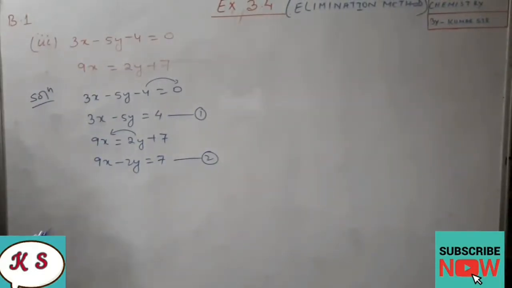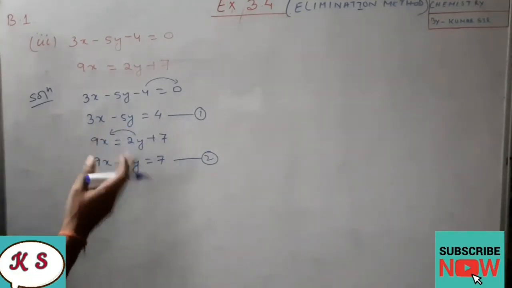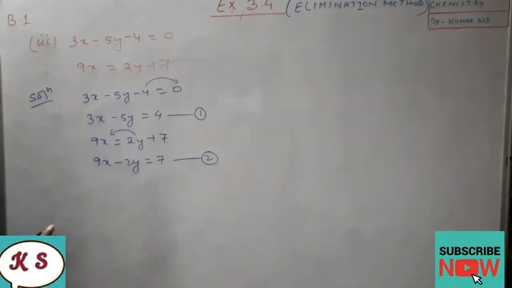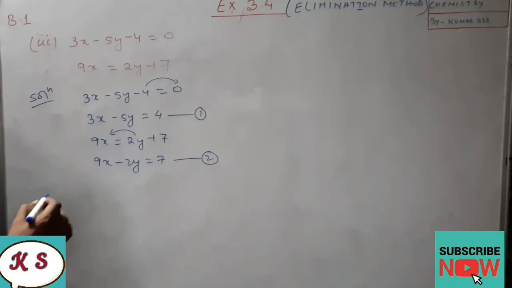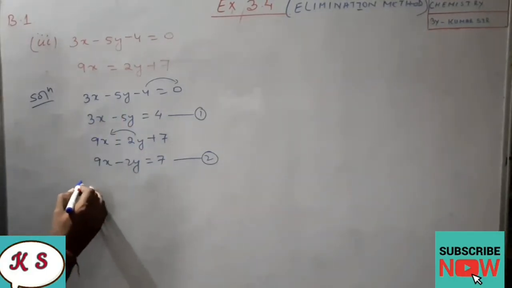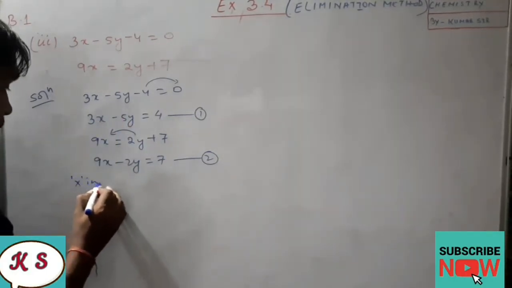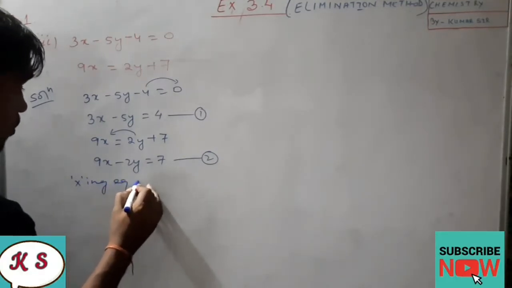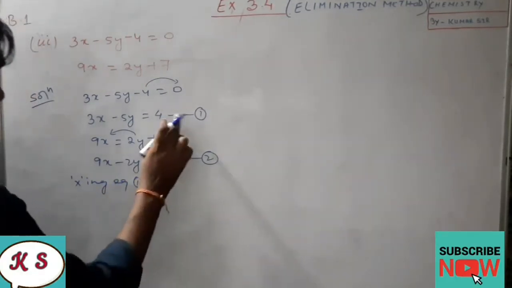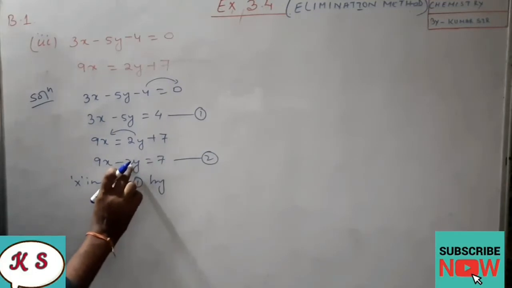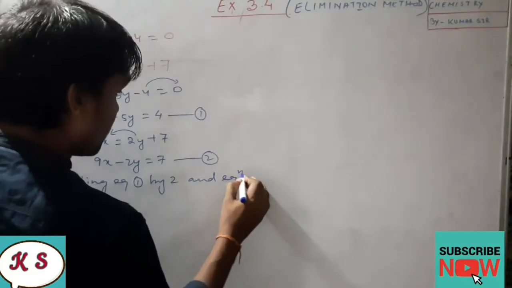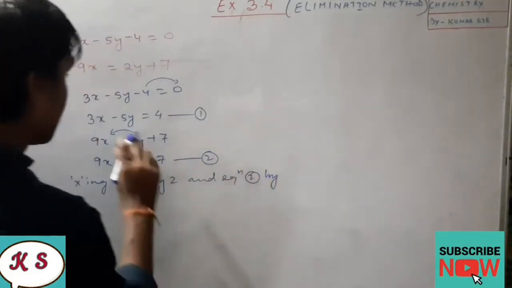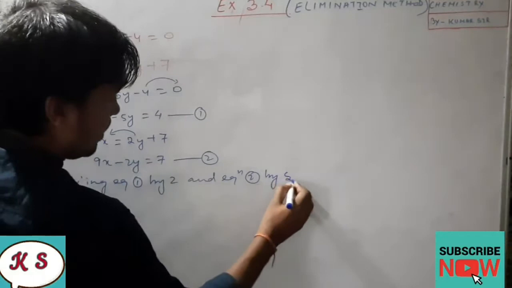So dear students, in the previous 2 questions we have seen that the y term was always coming with opposite signs, but now it is coming with the same sign. So the choice is yours, whichever you want to eliminate, you can eliminate. Let's eliminate y again. We'll write: multiplying equation 1 by the coefficient of y in equation 2, which is 2, and equation 2 by the coefficient of y in equation 1, which is 5.